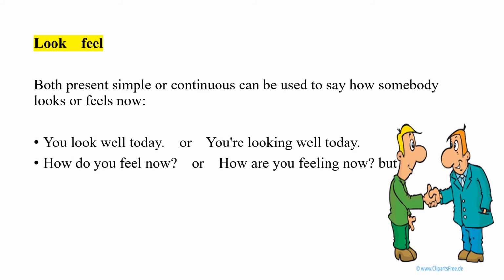For example, both present simple and present continuous tense can be used to say how somebody looks or feels now. For example, we can say you look well today, and we can also say you are looking well today. Similarly, how do you feel now or how are you feeling now? Both these sentences will be correct.